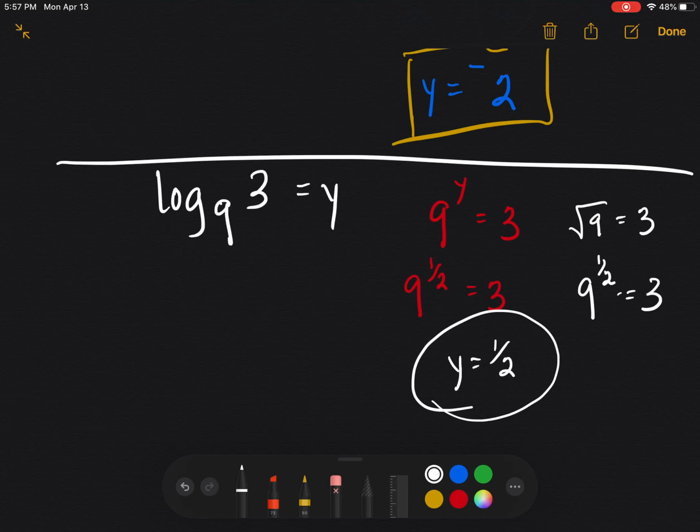So go back and look at these examples. They're in your book if you need them. You're just going to be practicing going back and forth between log form and exponent form and also evaluating some of them. You're going to do great.